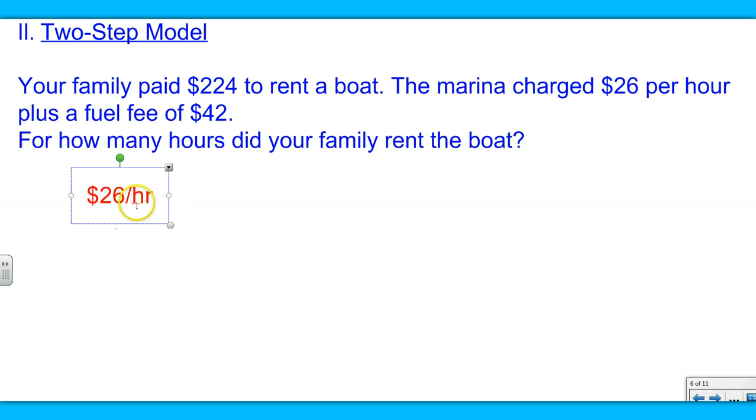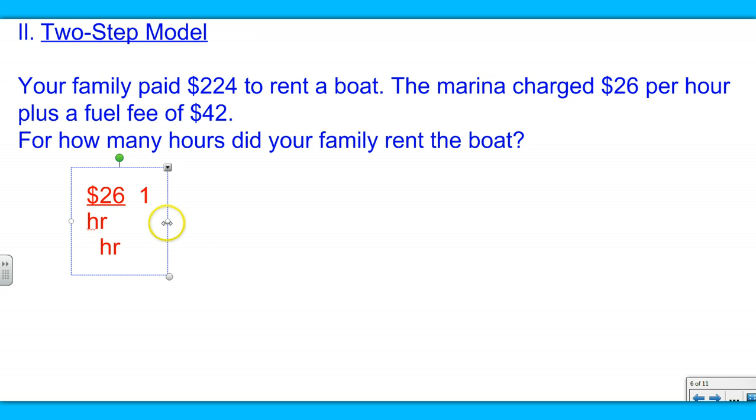When we have a rate, let me write this rate slightly differently. Put the hour down low. Fractions are usually easier to work with in this format. So when we have a rate, the denominator says that we are paying $26 per 1 hour, so it's a unit rate. If only we knew how many hours they rented the boat, we would multiply by that. If it was 1 hour, we could place 1 hour up here.